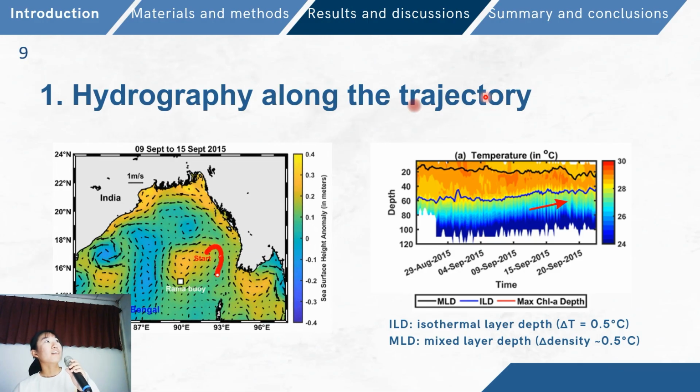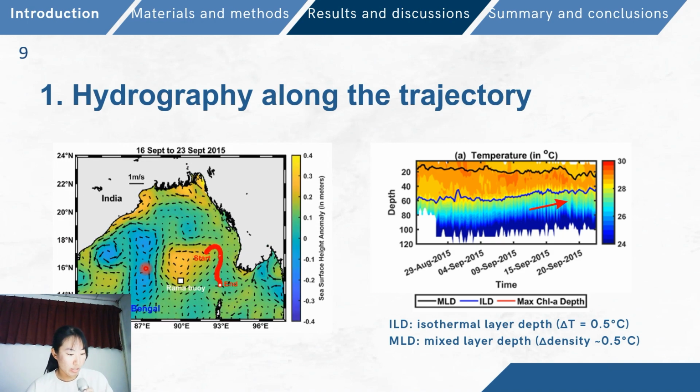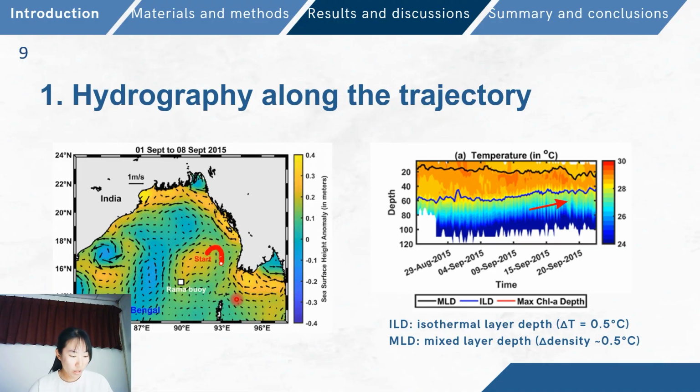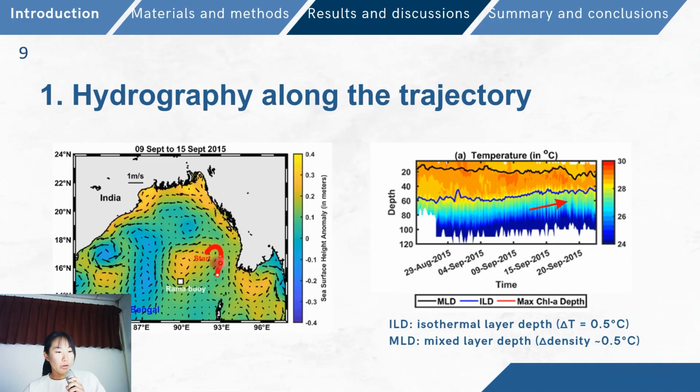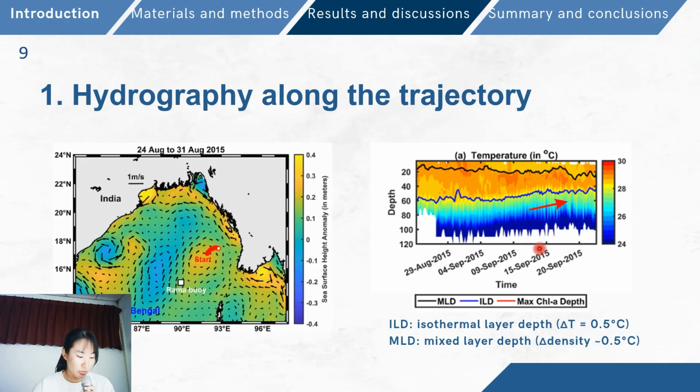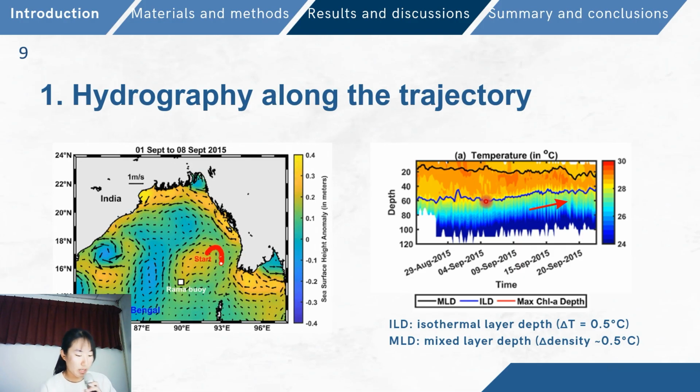Okay, so now we look at the float trajectory. The float moves with a clockwise eddy when it enters the cyclonic eddy. When the float enters the cyclonic eddy, upwelling happens. So this brings deeper water to the surface. So the isothermal layer depth becomes shallow and affects the mixed layer.